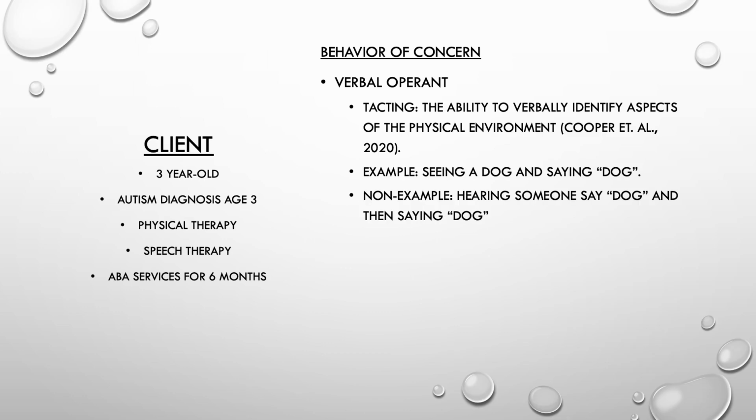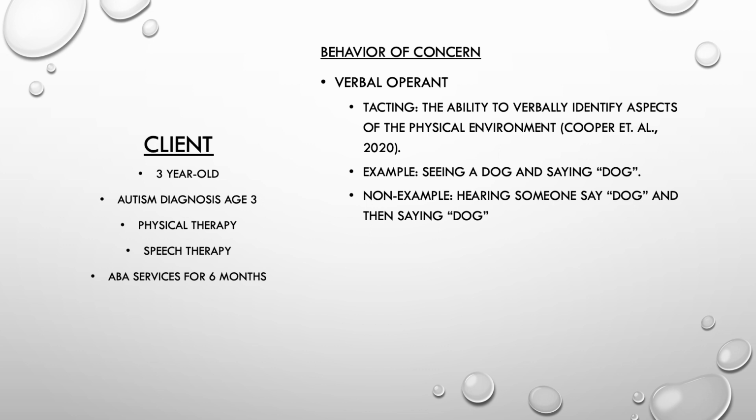The client is a 3-year-old named Olivia who was diagnosed with autism at the age of 3. She previously received physical therapy for toe walking and Early Steps speech therapy. She has been receiving ABA services for approximately 6 months now in clinic. Through assessment and observation from the BCBA, it is clear that the client has a deficit in verbal tacting.